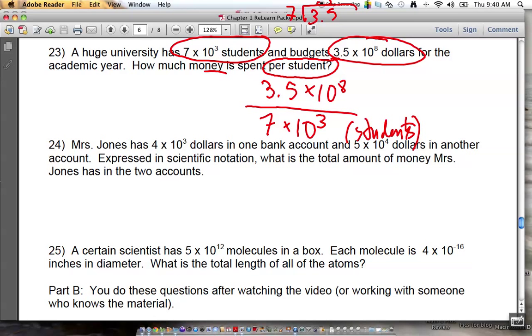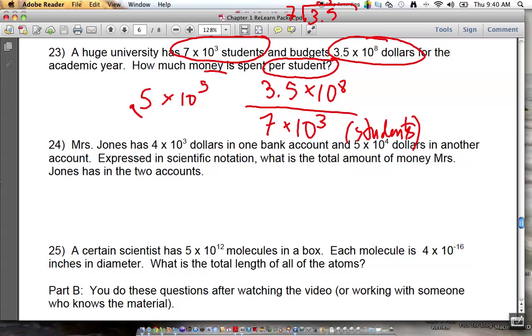So it's 0.5, I'm working a little backwards here, times 10 to the, now what do I do to those exponents? Subtract them. Good. So what's 8 minus 3? 5. But now we have a problem. The problem is, is 0.5 between 1 and 10? No. But this is where kids get tripped up a lot.